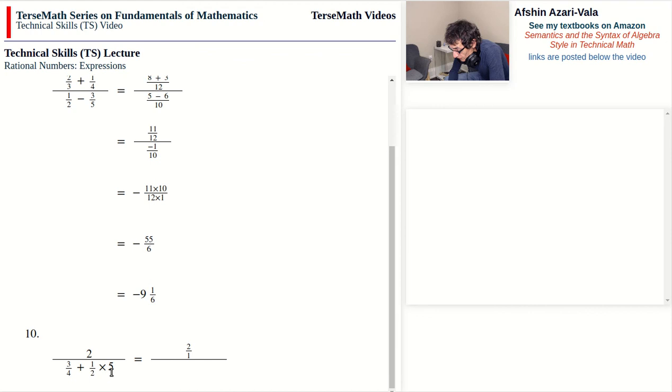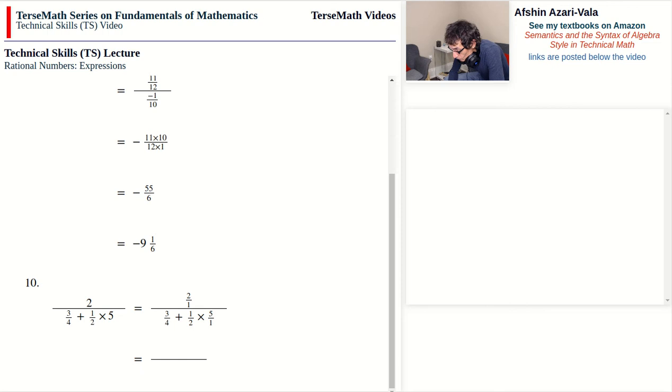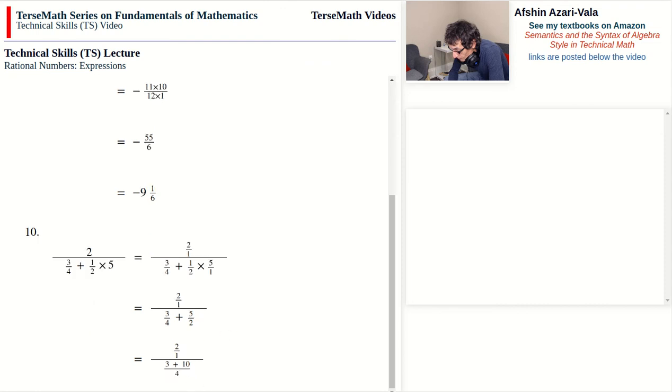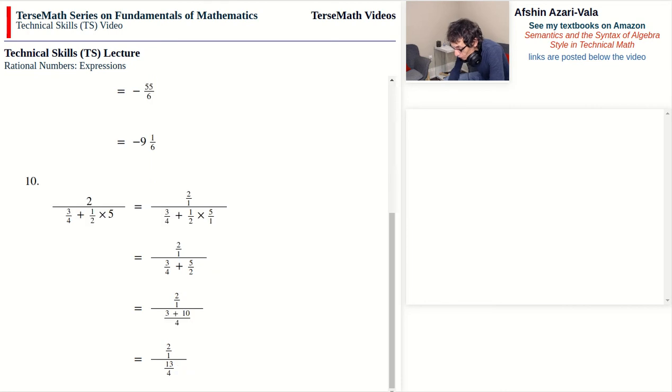Now down here we write 5 as 5 over 1. Noticing that we have two terms, term number 1 is 3/4, term number 2 is 1/2 times 5 over 1. We finish term number 2 and we get 5 over 2. So this is equal to 2 over 1 over 3/4 plus 5 over 2. Now we need the least common denominator, and now we have 4. Then you divide 4 by 4 to get 1, 1 times 3, 3. And 4 divided by 2 is 2 times 5, 10. Simplify the denominator to get 2 over 1 over 13/4.